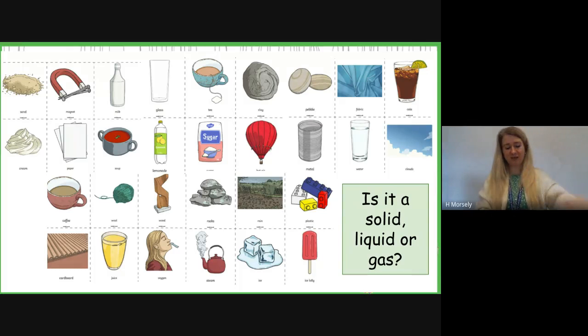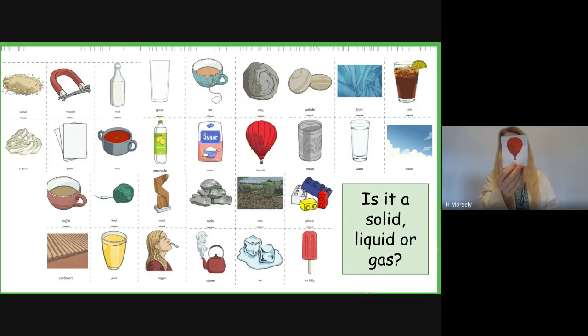I have got metal. Where did you put metal? Solid. Cardboard. Solid. Water. Water is a liquid, well done. Juice is also a liquid.